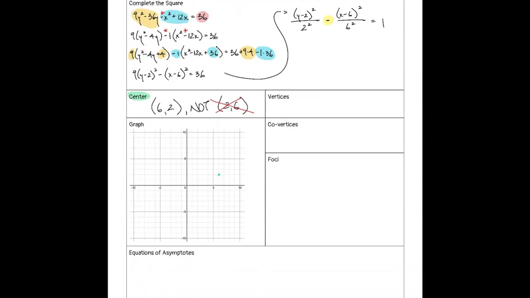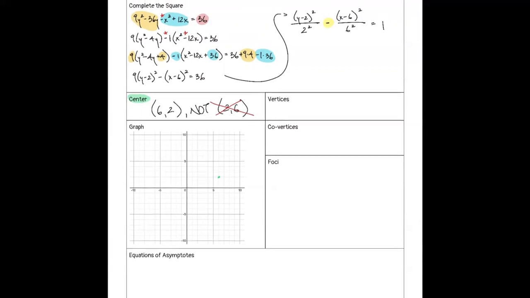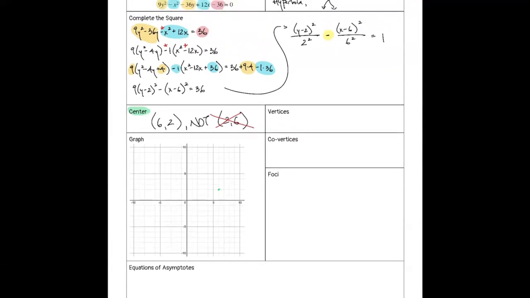Is it going to be plus or minus 2 in the x direction or in the y direction? The x direction, or no, y direction. How do you know that? Because the y is in front, and so we're trying to write the vertices right now. Yeah, so the y has the 2 squared underneath.